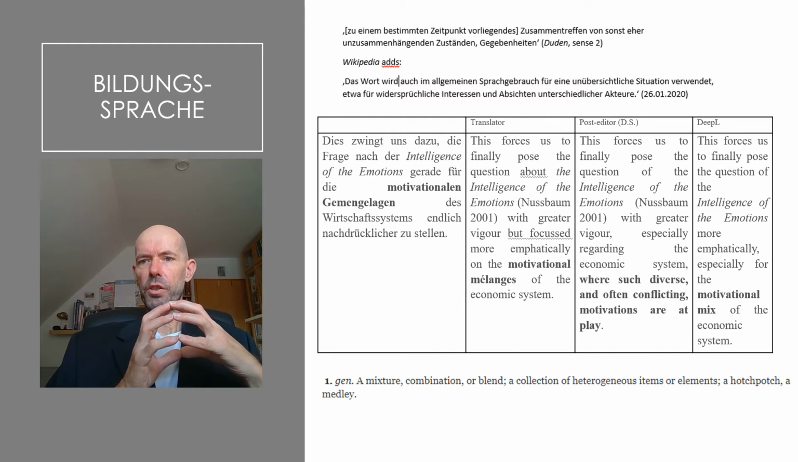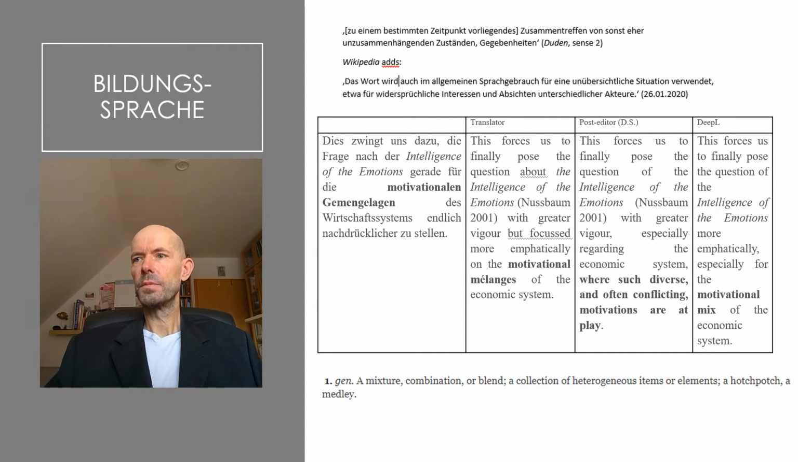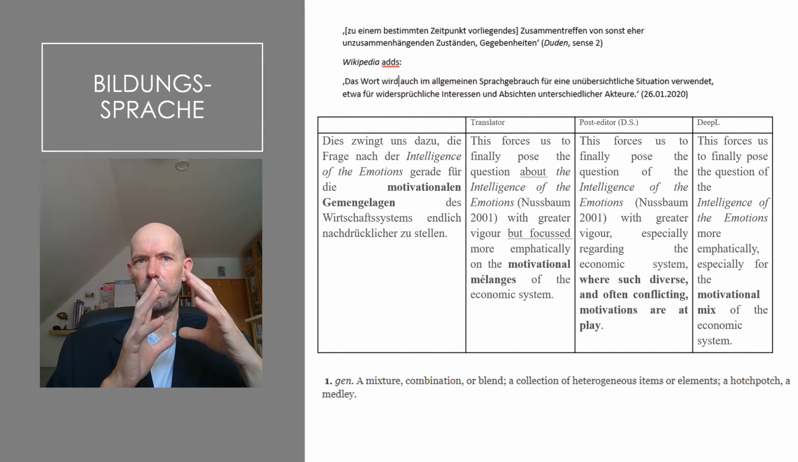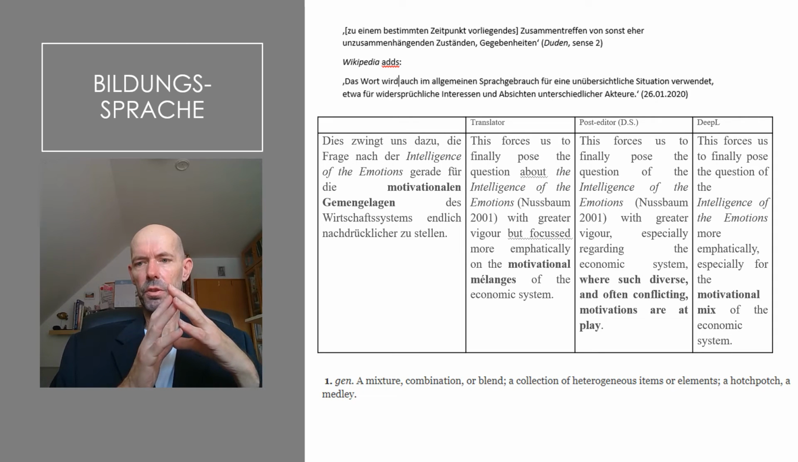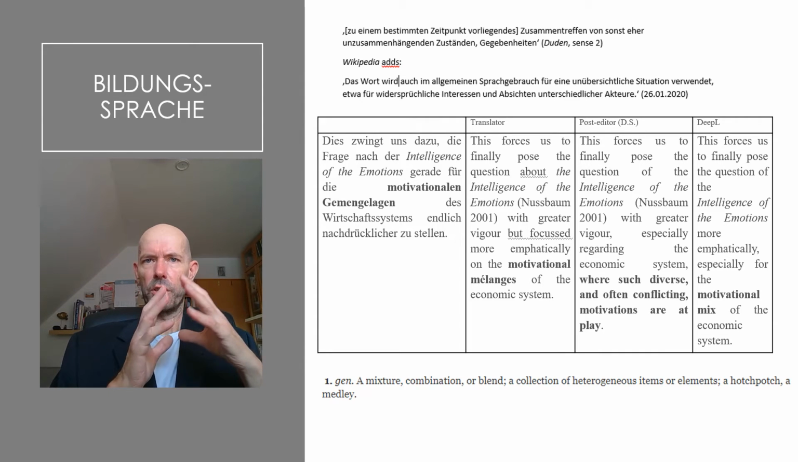My revision of this is, this forces us to finally pose the question of the intelligence of the emotions with greater vigor, especially regarding the economic system, where such diverse and often conflicting motivations are at play. Now, clearly the translator has not given enough thought to the meaning of Gemengelage. Probably he relied exclusively on a bilingual dictionary or translation memory. However, a minimal requirement in such cases would be to consult a monolingual dictionary.